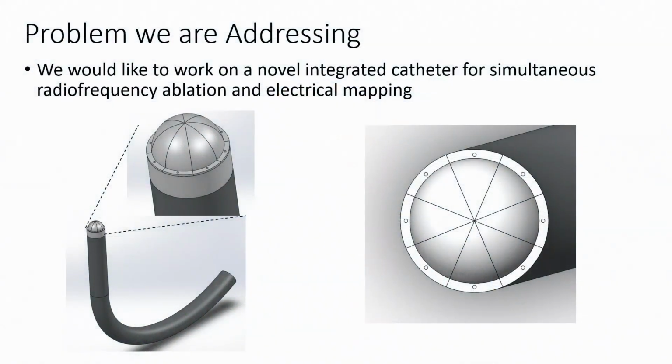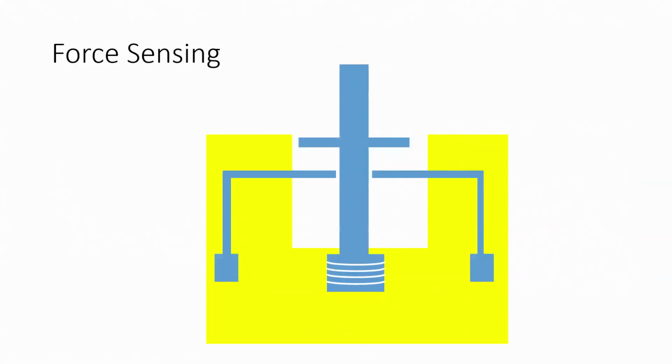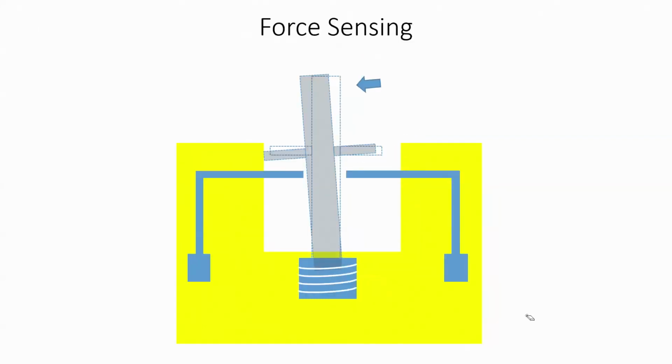So, coming back to our catheter problem, this is a design that we have been talking about. What kind of force sensor can you use, right? This is one example of a force sensor. And how would this force sensing mechanism work, right? What you can see is if I apply a normal force, then there will be displacement, because of which you can measure the change in the capacitance. So, one way of measuring the force would be to have this kind of sensor.